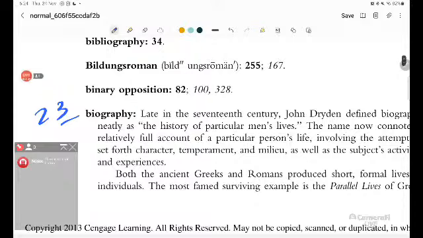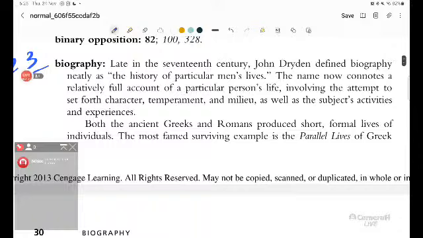23, biography, very easy. Okay, start करते हैं. Late in the 17th century, John Dryden defined biography neatly as the history of a particular man's life. तो perfectly दे रखा है. The name now connects a relatively full account of a particular person's life, involving the attempt to set forth character, temperament, and milieu, as well as the subject's activities and experiences. Both the ancient Greeks and Romans produced short biographies.